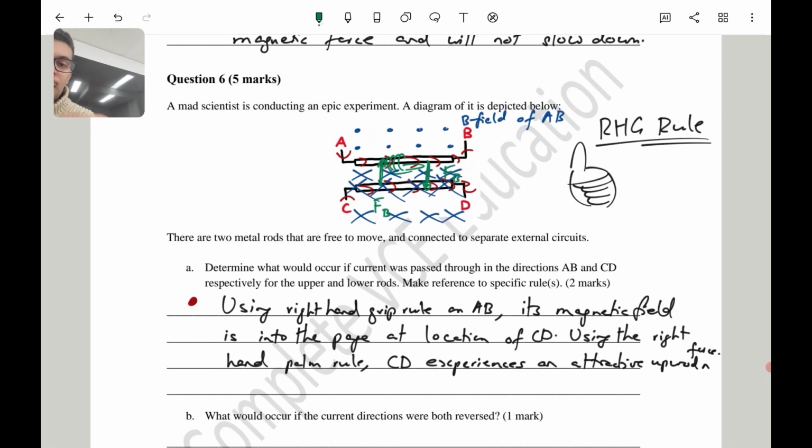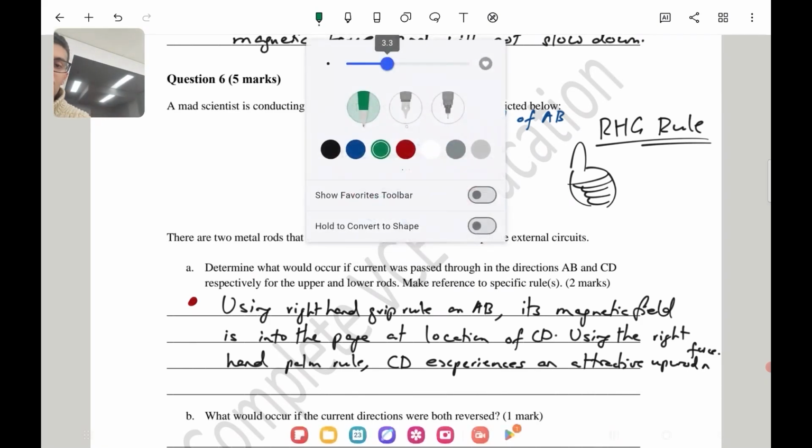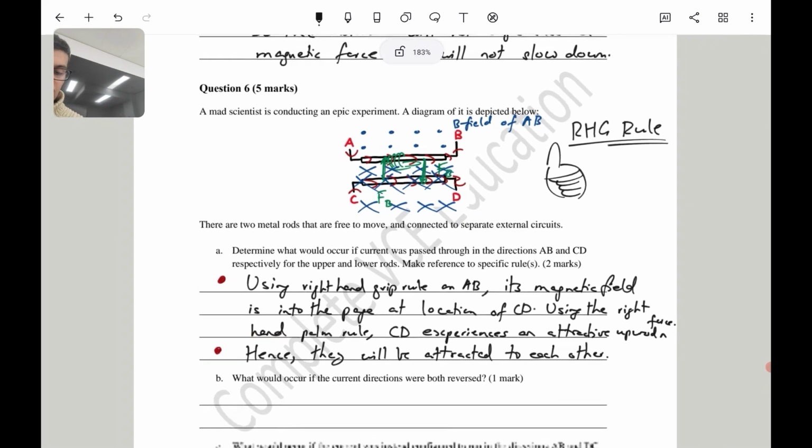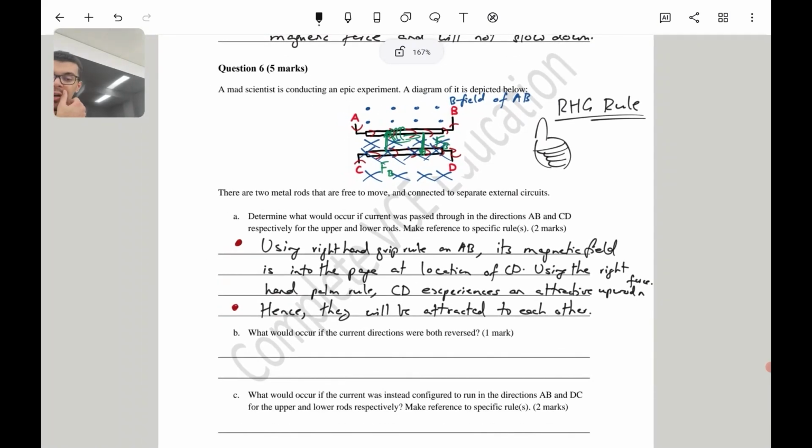However, this is only a 2-mark question. So for the second mark, we can say that hence they will be attracted to each other and they'll move towards each other. Part B, what would occur if the current directions were reversed? Okay, they will repel each other in that case.